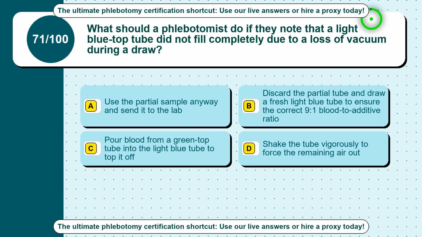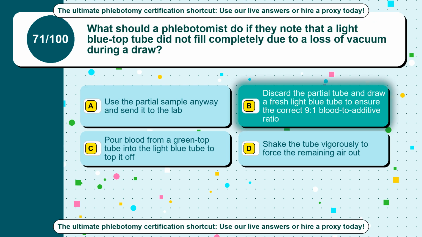Question 71. What should a phlebotomist do if they note that a light blue top tube did not fill completely due to a loss of vacuum during a draw? Option A. Use the partial sample anyway and send it to the lab. Option B. Discard the partial tube and draw a fresh light blue tube to ensure the correct 9:1 blood to additive ratio. Option C. Pour blood from a green top tube into the light blue tube to top it off. Option D. Shake the tube vigorously to force the remaining air out.